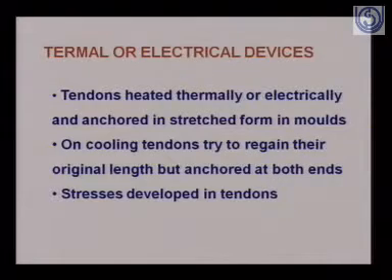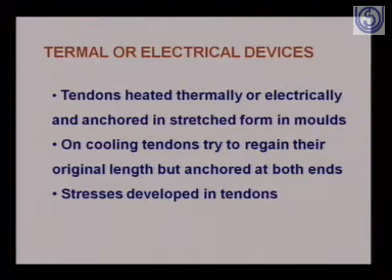Now comes the third type of devices, as I told you, thermal or electrical devices. Thermal means heating, so here heating comes into the picture. We are not providing stresses through jacks or some other device. What we are doing here is heating the tendon, either thermally or electrically, and the tendon is anchored in the stretched form in the mold.